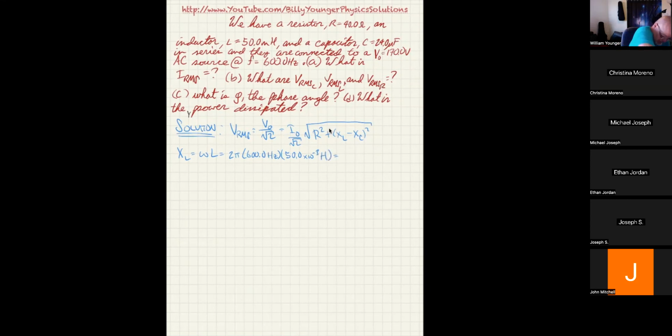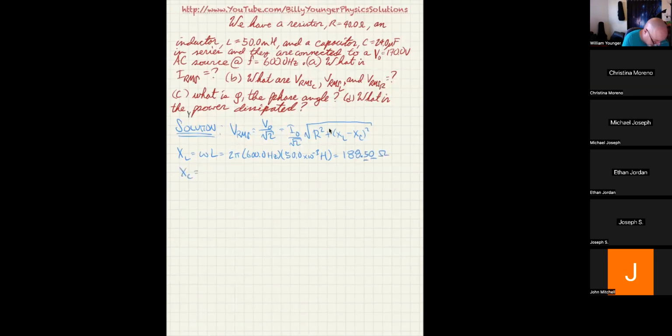And now I'm going to pull out my calculator. I'm going to say 2 times 3.14159. It's actually, believe it or not, easier for me to do that than to make this thing pull down to pi. So I said 2 times pi times 600 times 50 exponent negative 3. And that gives me 188.50, and because that's a 5, I actually wrote 2 extra sig figs, and that is ohms. Now I need XC.